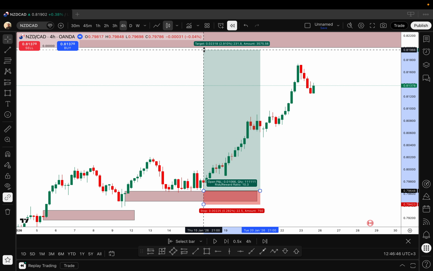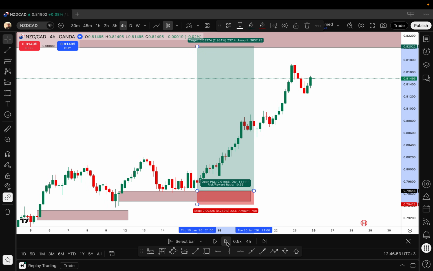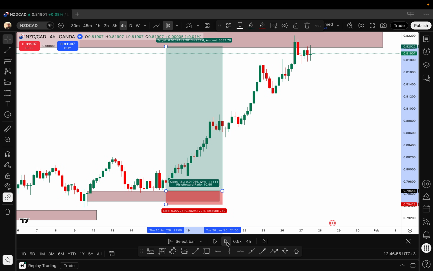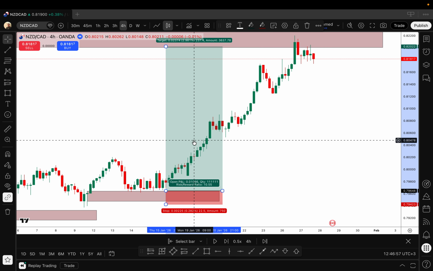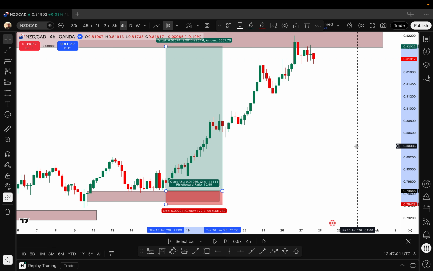The take profit is going to be the daily supply zone. This is around 237 pips. That is a 1:10, 237 pips, guys. 237 pips is going to be your take profit.